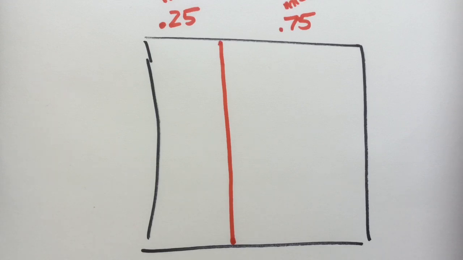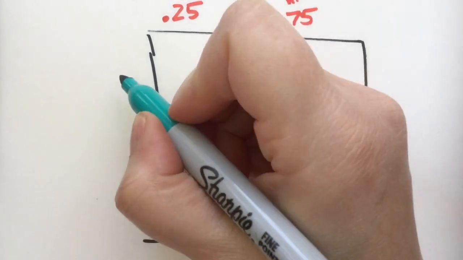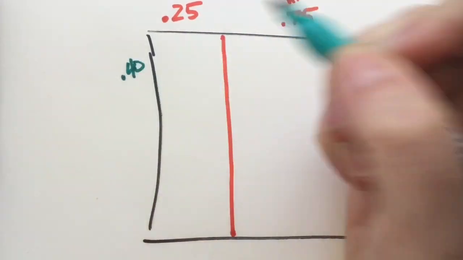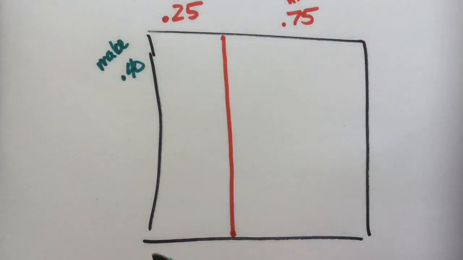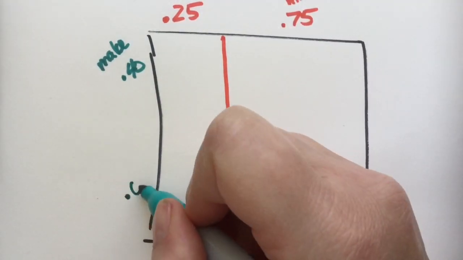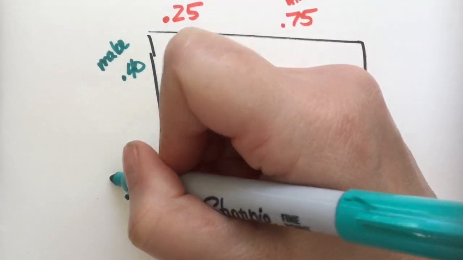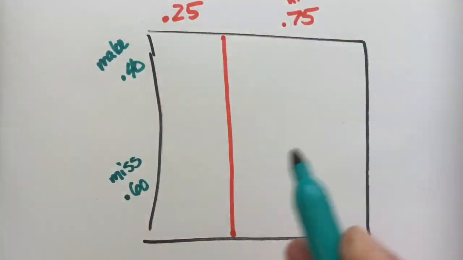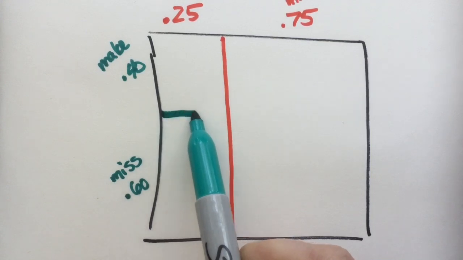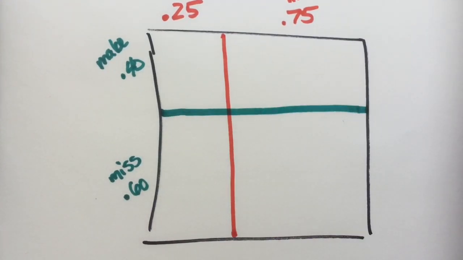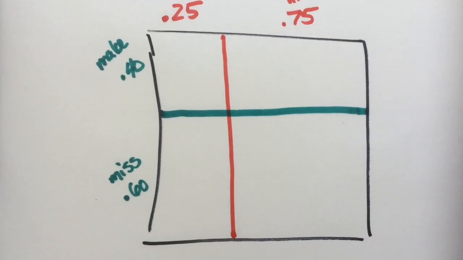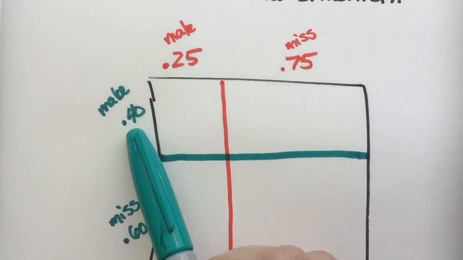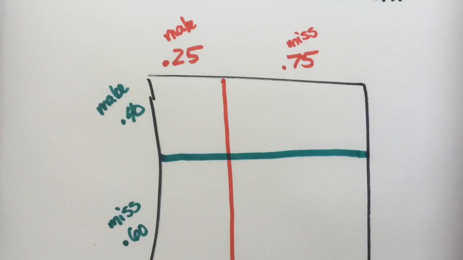For the second shot, they get a little more confident, and so there is a 40% chance, or 0.40, that they will make their second shot, and that means that there is a 60% chance that they will miss their second shot. To find the size of each of these individual outcomes, we can just multiply the length and the width, because it's really just the area of a rectangle.